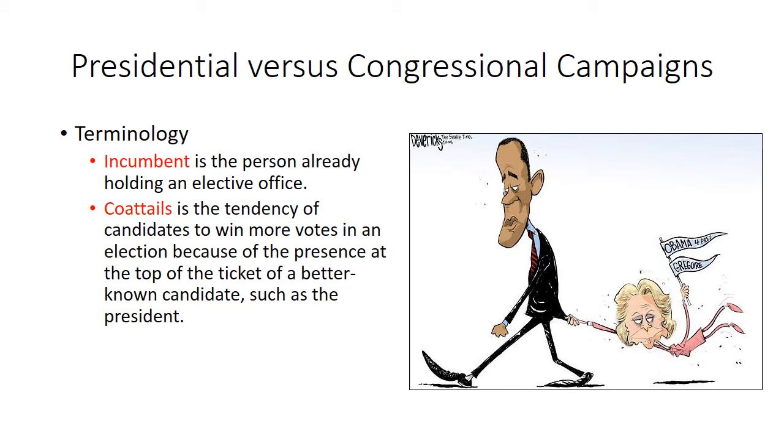Now, remember our terminology. The incumbent is somebody who's already in office and can use their campaign to promote this. Now, we also get something known as coattails. Okay, and this is the tendency of a candidate to win more votes in an election because of the presence of a known individual, generally like the president. So, for example, you guys might recall Trump before this election was running around and showing up at a lot of governor and senator campaign headquarters. In other words, trying to use his popularity to get voters to come out. This is what we call coattailing.